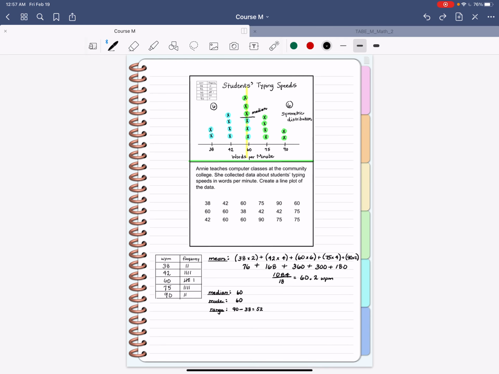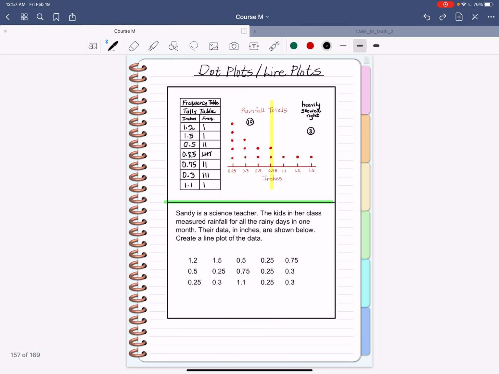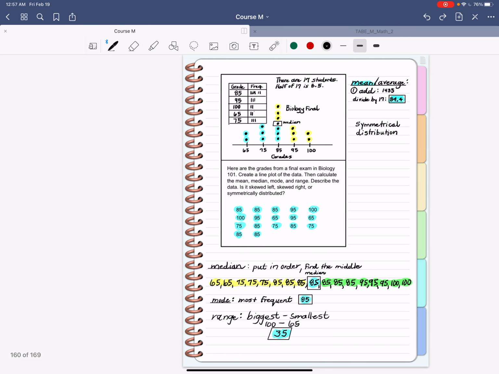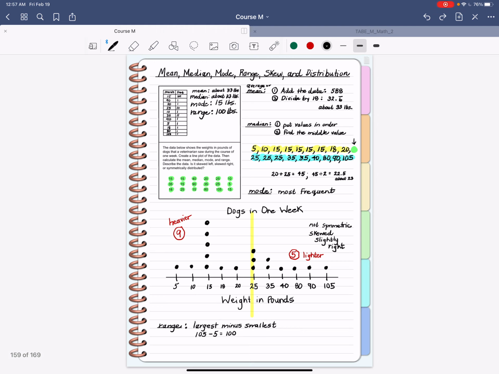Okay, this has kind of run into a long video, but we had to talk about lots of things here. Skew and distribution, and this is pretty advanced stuff. If you have questions, I would not be at all surprised if you do. Please contact your instructor. He or she can help you with this. And we are also going to do some practice in our TABE workbooks. So that will help as well.